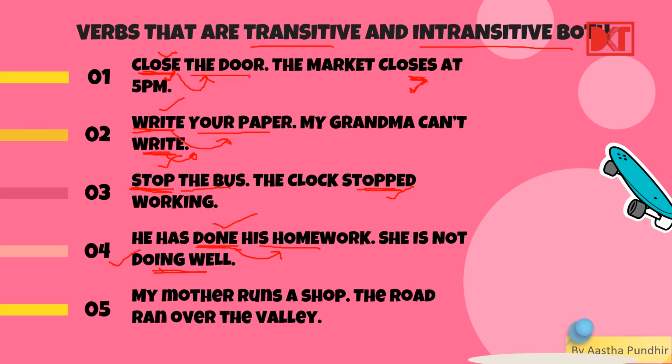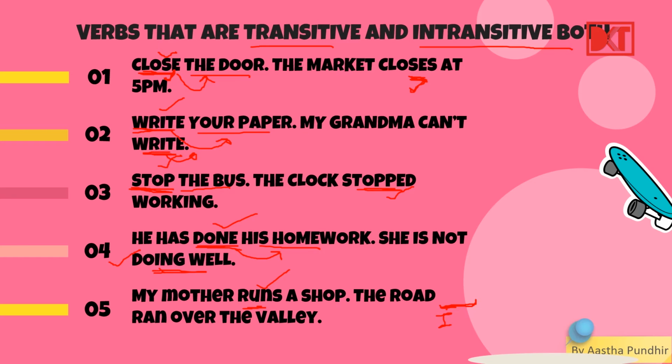I hope you're getting the hang of it. Right, here, my mother runs a shop. My mother runs what? Runs a shop. So this is a transitive verb. Then, the road ran over the valley. The road ran what? We can't ask the question of what in this sentence. So here, the verb run does not require any object to complete its meaning. So there again it is an intransitive verb.